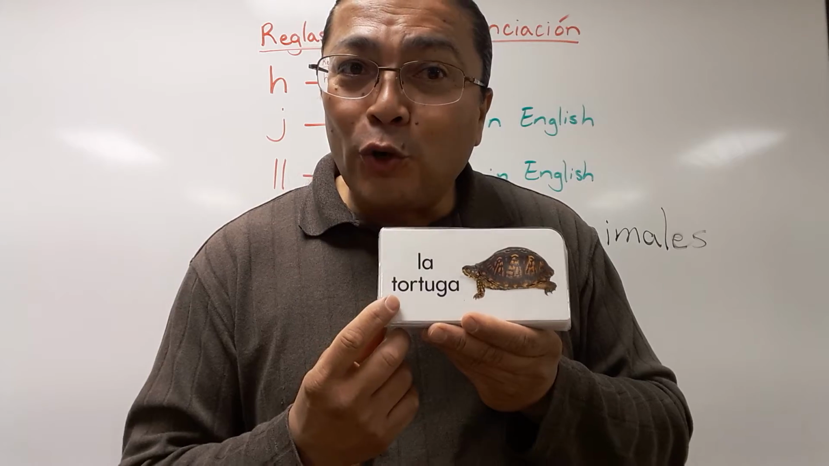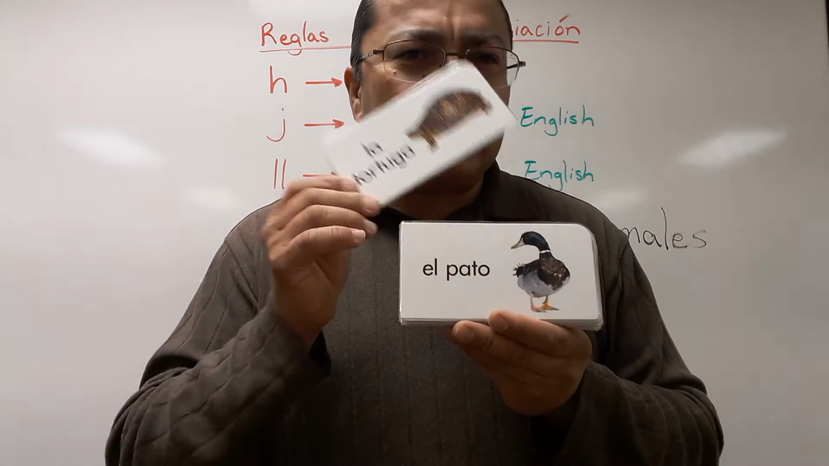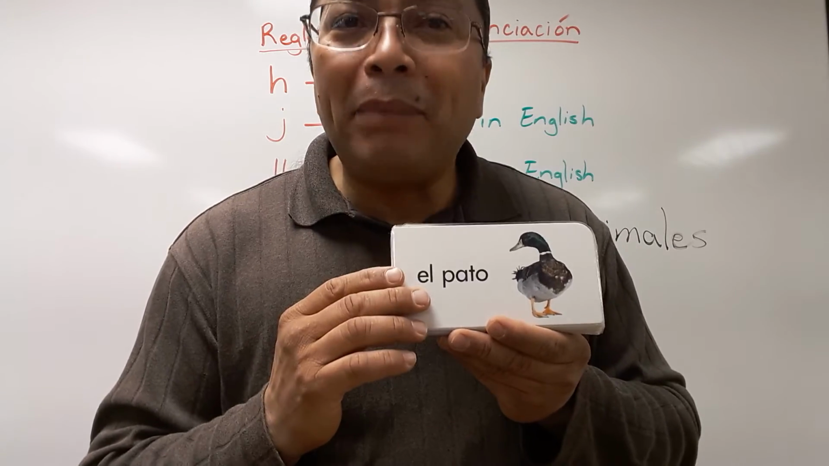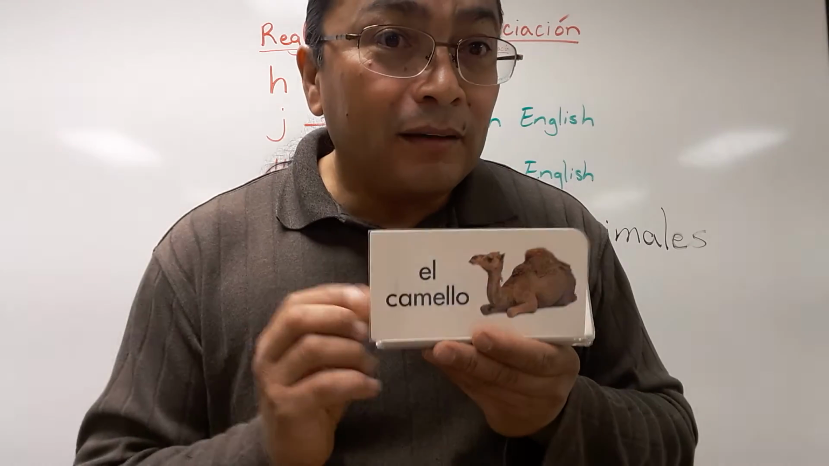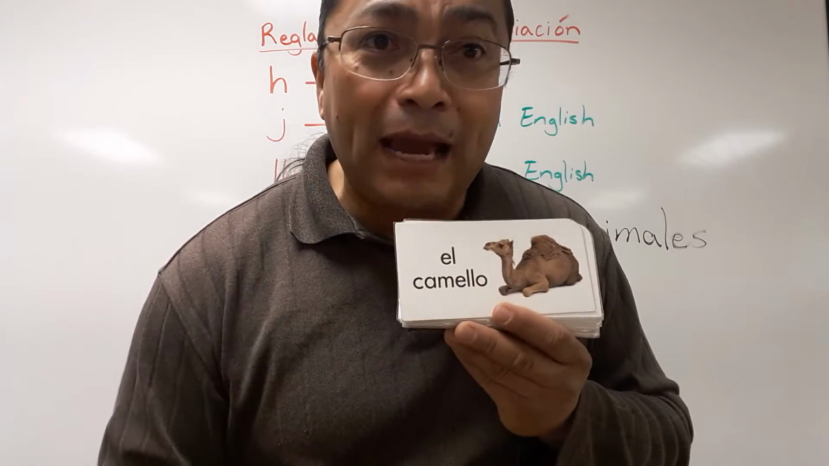La tortuga. Tortuga. Break it down into syllables. Makes it easy. Quack, quack. El pato. Pato. Muy bien. Very easy. There's a cognate. Looks the same, right? Take the L-O off and you have camel.